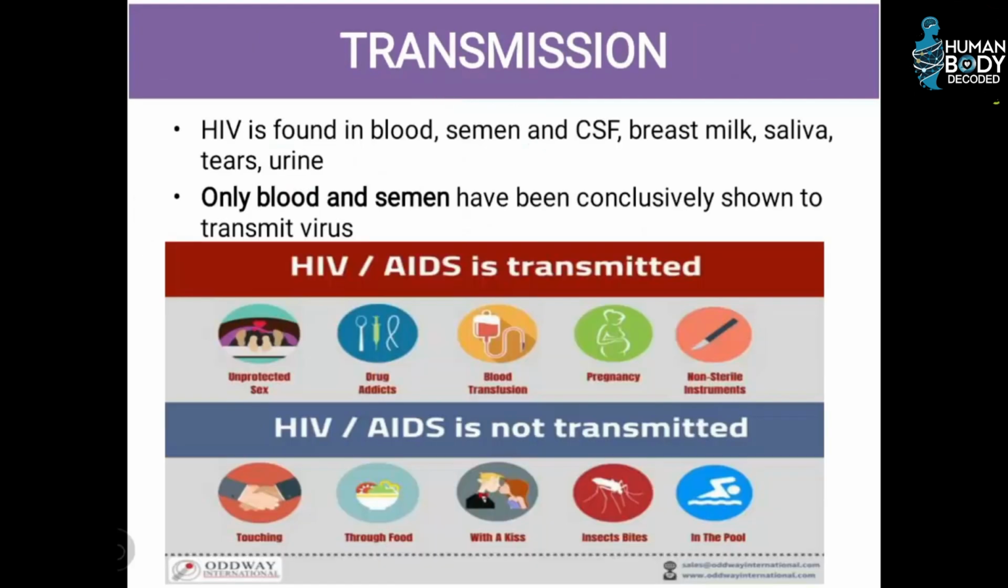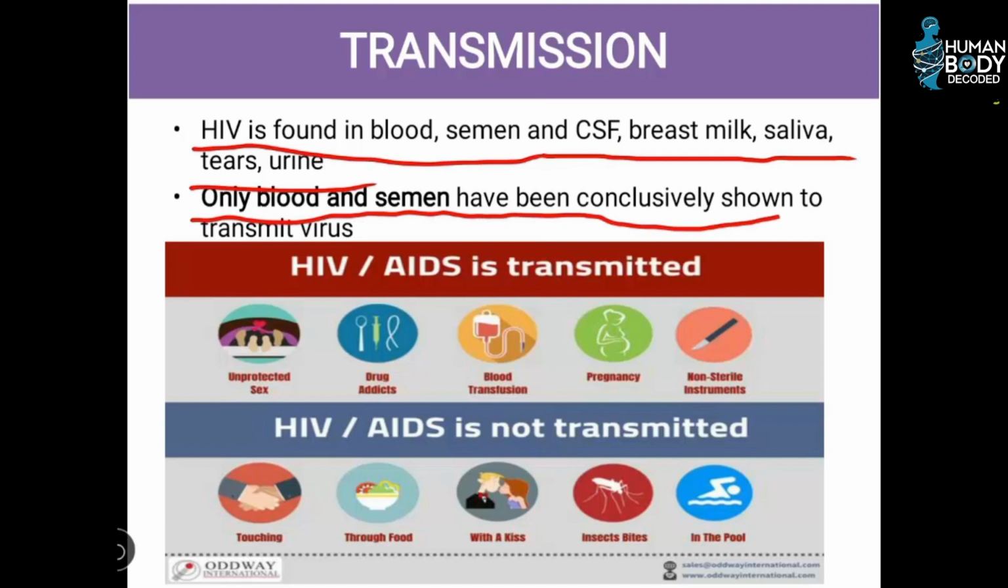Now we will see how its transmission occurs. Before transmission, let me tell you that the HIV virus is present in blood, semen, which is the fluid that comes out during sexual intercourse, CSF, breast milk, saliva, tears, and urine. HIV virus is present in all of these, but it spreads from one person to another only through blood and semen. Its transmission happens from an HIV-infected person to a healthy person only and only through blood and semen.